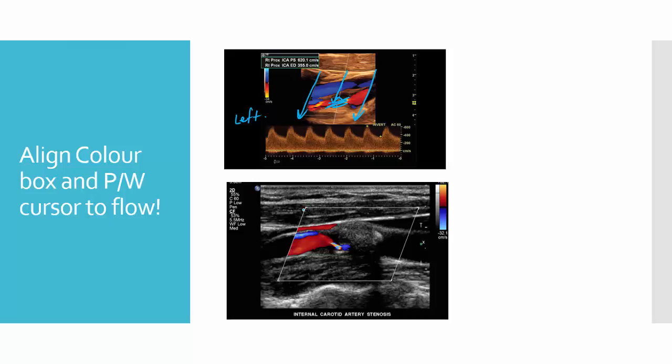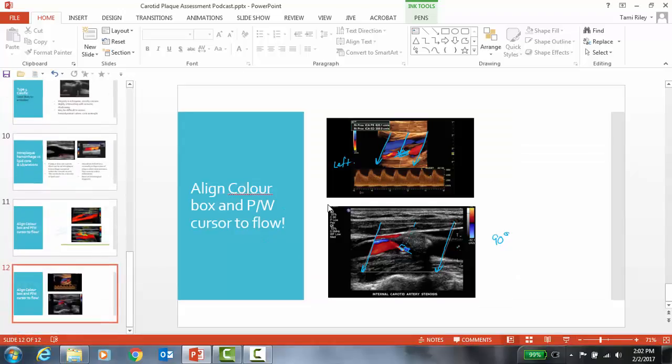Notice in the image below, we're steered to the left, but if we really want to assess this area right here, this is creating a larger Doppler angle, closer to 90 degrees. If we steered the opposite way, we would be better aligned to the region of interest. So it's really important to ensure that your color box and pulsed wave sample volume are aligned to flow. I hope this helped, and helps you to assess carotid plaques during a carotid study.